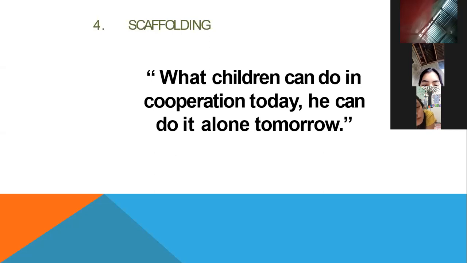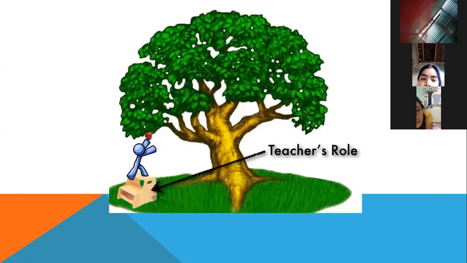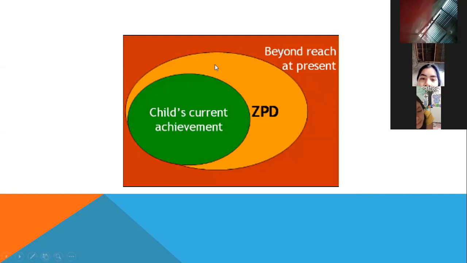That's scaffolding. So the ZPD is the distance, and the help is called scaffolding. The ZPD is the distance from the current achievement to beyond, the child without help to the child with help in the orange area. The help you give within the ZPD is the scaffolding. The ZPD is the distance. Do you understand?